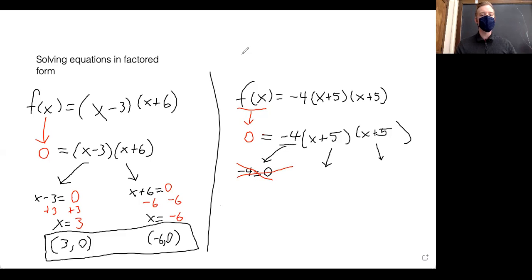And we'll just deal with the two parentheses where the variables are. So I've got x plus 5 equals 0 for my first equation. And then I'm going to have x plus 5 equals 0 for my second equation. So what do I get when I solve these out? I get x equals -5. I get the same thing for both of them.